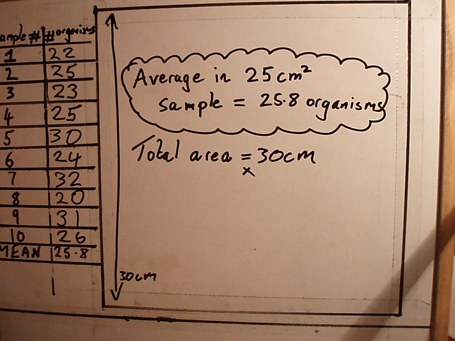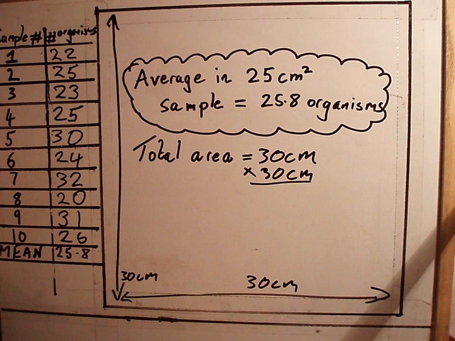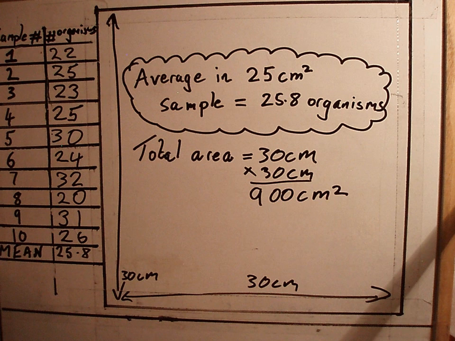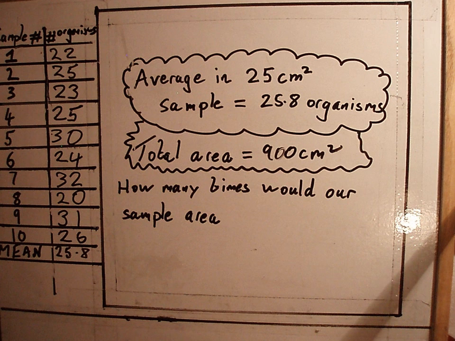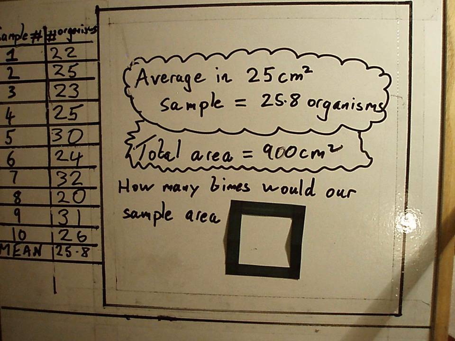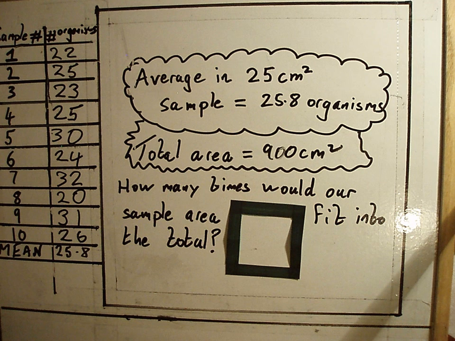The next step is to figure out just how many of our quadrats would fit into the area we're sampling. So I'll just measure it out here. It's 30 cm by 30, which gives a total area of 900 centimeters squared. The question we need to ask is how many times would our sample area, our quadrat, and remember our quadrat had an area of 25 centimeters squared, how many times would that quadrat fit into the total area we're looking at?